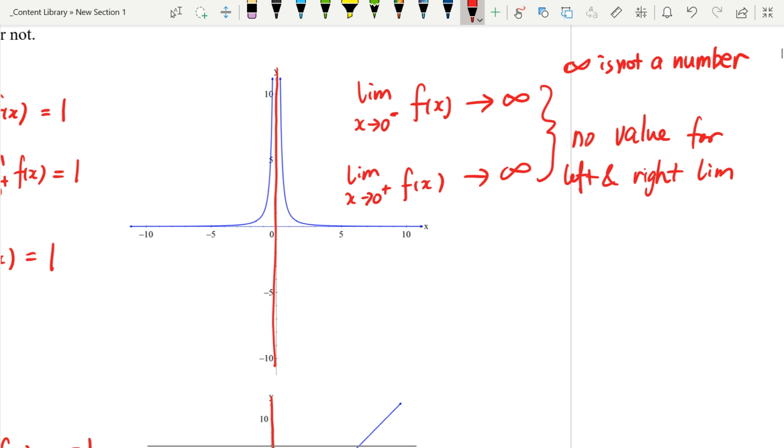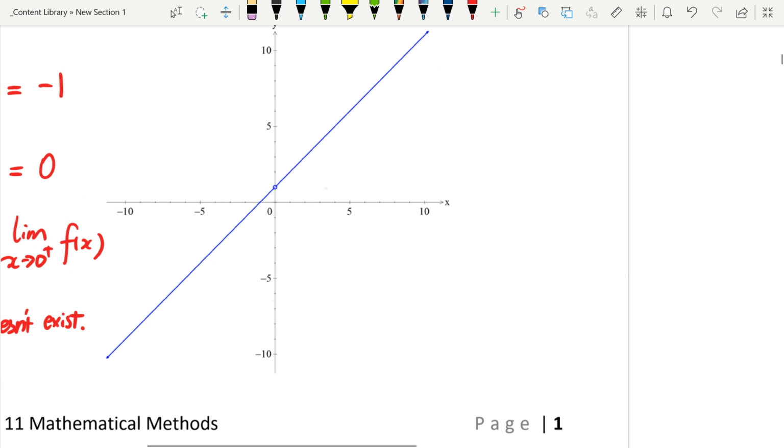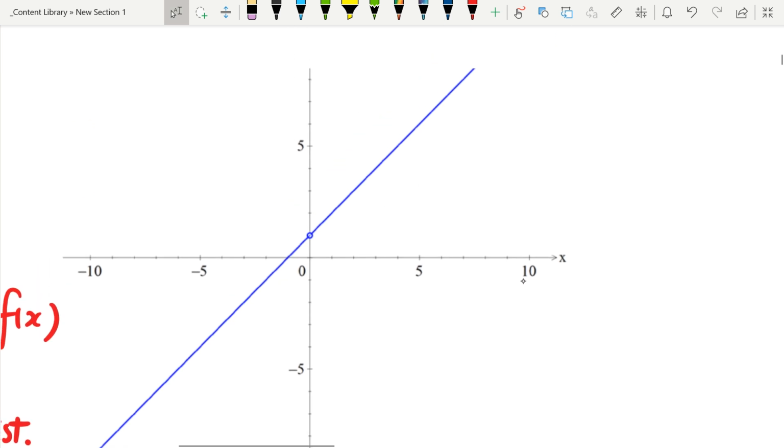All right. Last one. I'm not sure if you can see that clearly in your graph. There is an open circle here. Can you see that? Yeah, there's an open circle here, at 0, 1. So it's a line and then an open circle here. So let's think of that as the hole.